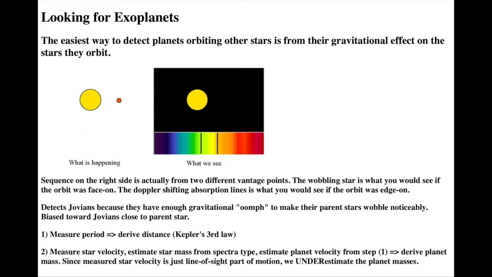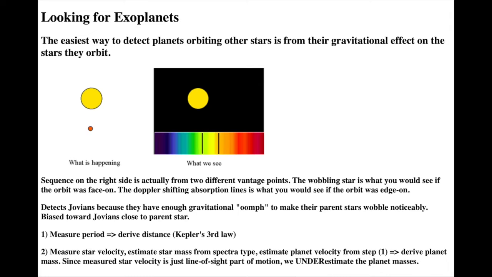We measure the orbit period and the star's velocity change. The orbit period gives us the orbit size, distance from the star, from Kepler's third law. Newton's form of Kepler's third law gives us the total combined mass of the star plus exoplanet. If we know the star's spectral type, we can estimate the star's mass, and we can estimate the exoplanet's velocity from the orbit size and period. This will enable us to derive the exoplanet's mass.